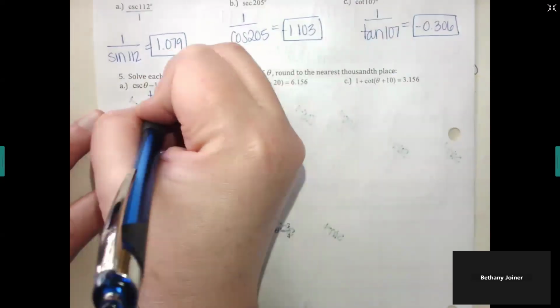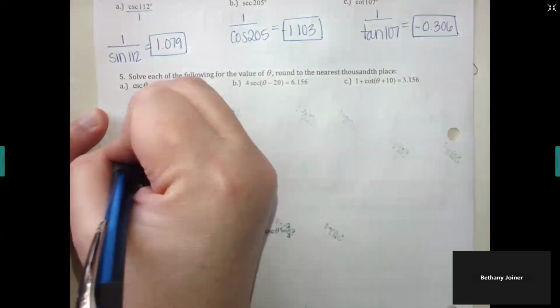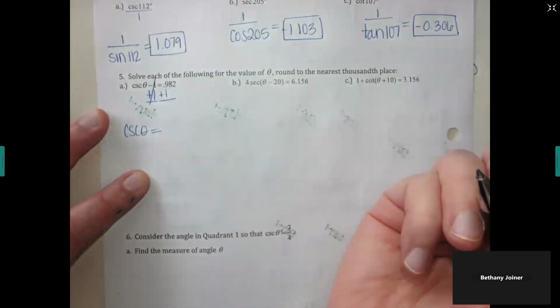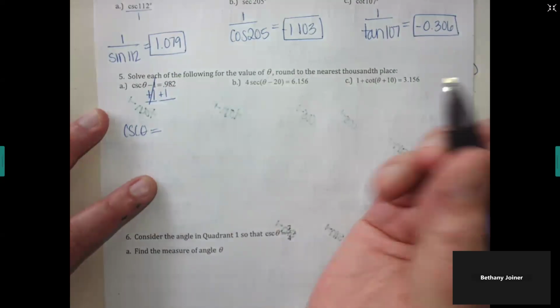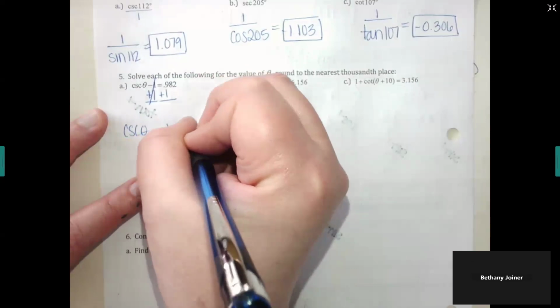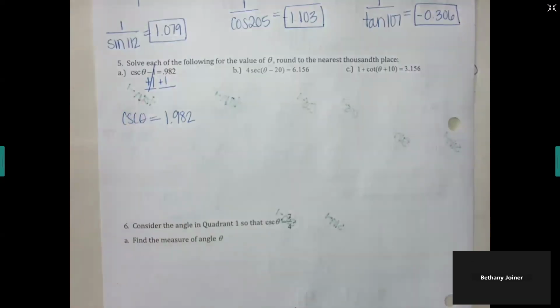I'm going to add the 1 across, which means that CSC theta is, what is 0.982 plus 1? 1.982. Okay. From here, remember, I don't have a CSC button. That means I don't have a second CSC button.